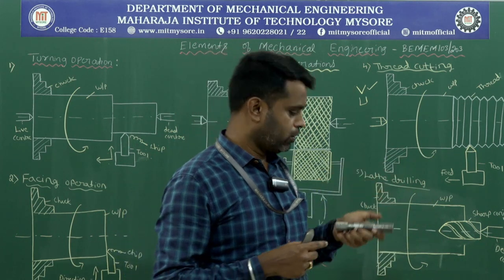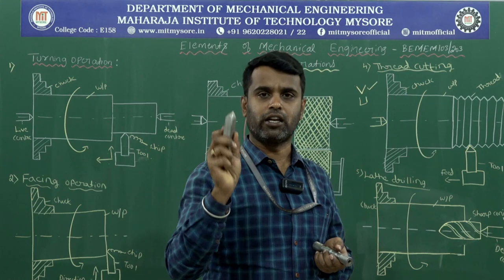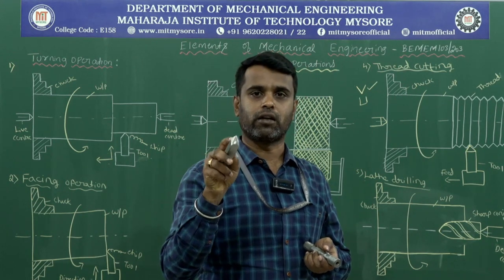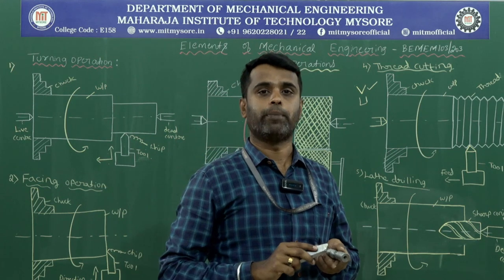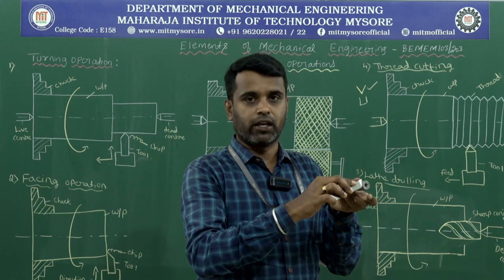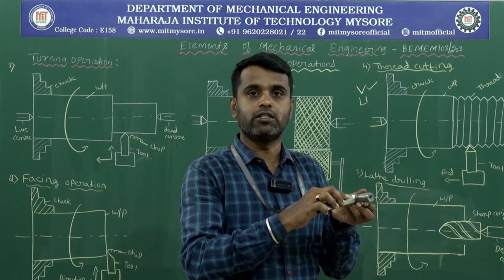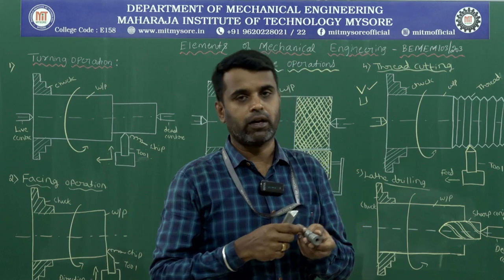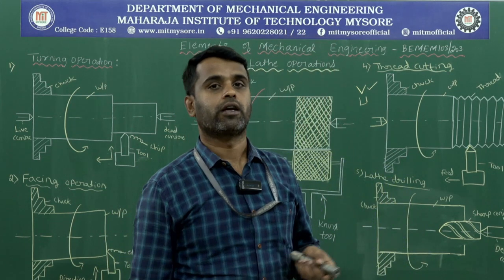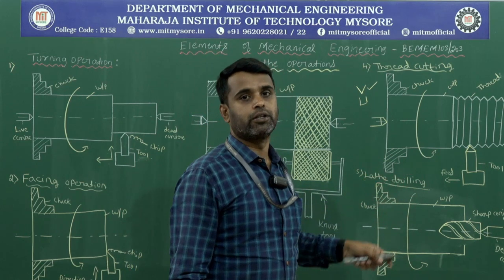In this operation, first you have to select the required thread profile cutting tool, either V thread or square thread. You can select the required cutting tool, then select the pitch, and then feed the cutting tool by the automatic arrangement of the carriage and move parallel to the lathe axis. Due to the number of passes, the required threads will be formed on the cylindrical workpiece. That operation we can call the thread cutting operation.